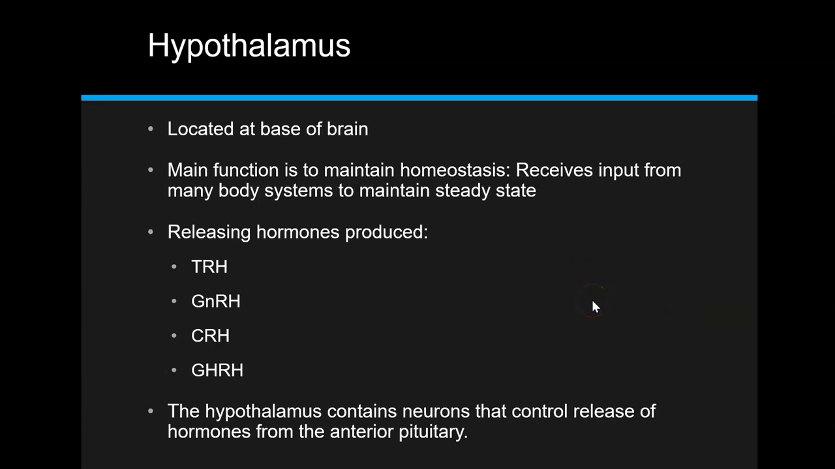All right, the hypothalamus is located at the base of the brain. The main function is to maintain homeostasis, so balance, and it receives input from many body systems to maintain a steady state. The releasing hormones produced by the hypothalamus are TRH, GnRH, CRH, and GHRH. So, thyrotropin-releasing hormone, gonadotropin-releasing hormone, corticotropin-releasing hormone, and growth hormone-releasing hormone. And the hypothalamus contains neurons to control the release of hormones from the anterior pituitary. We'll get back to that HPA axis in just a minute.